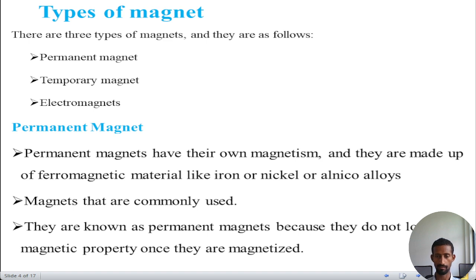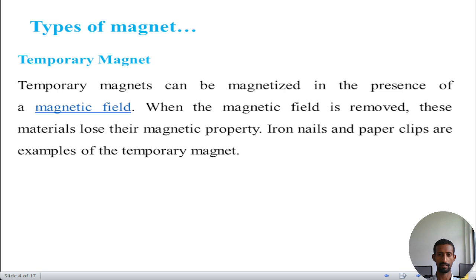What is a permanent magnet? Permanent magnets have their own magnetism and they are made up of ferromagnetic materials like iron or nickel. This is the commonly used magnet because they do not lose their magnetic property once they are magnetized. Once they are magnetized, they will not lose their magnetic property, so they are called permanent magnets.